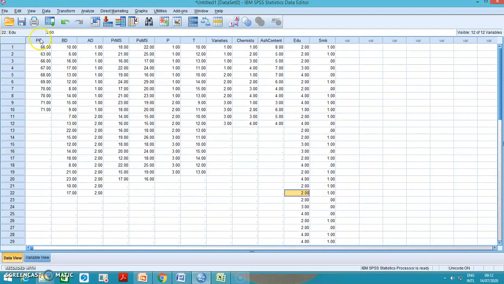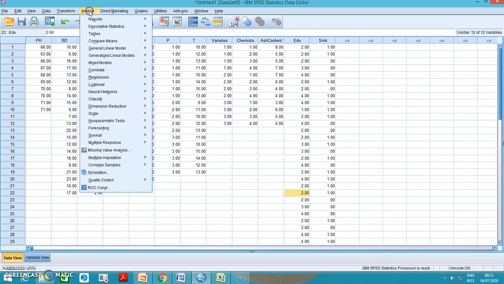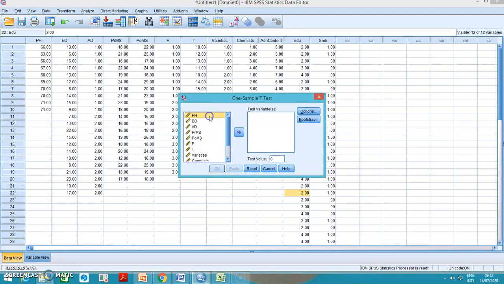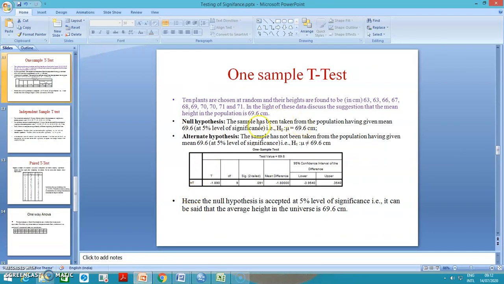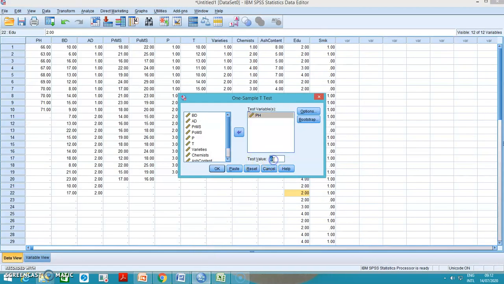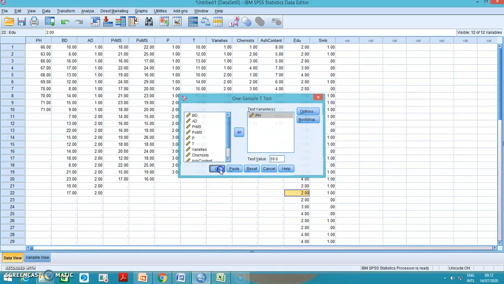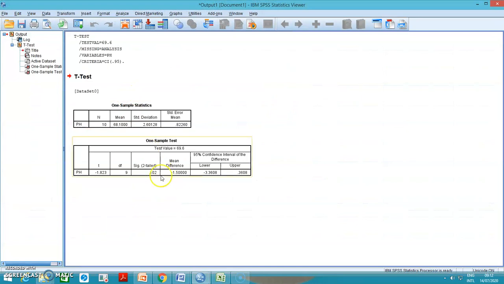This is the first data set, which I have already prepared. We go to Analyze, Compare Means, One-Sample T Test, and you enter your test value. What is the test value? It is 69.6 centimeters. So you put 69.6 here and click OK. An output will be generated.